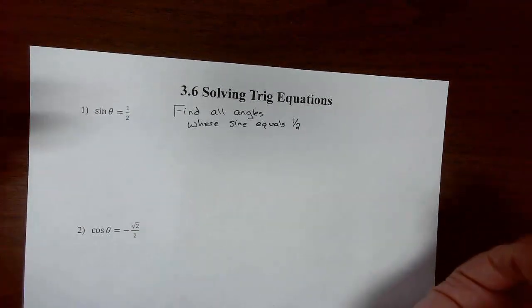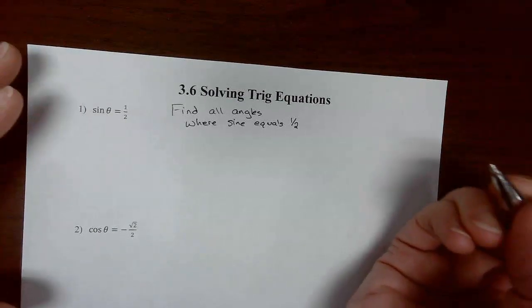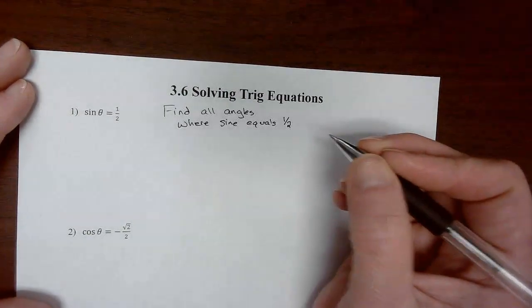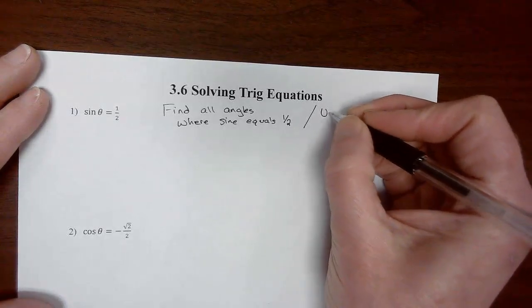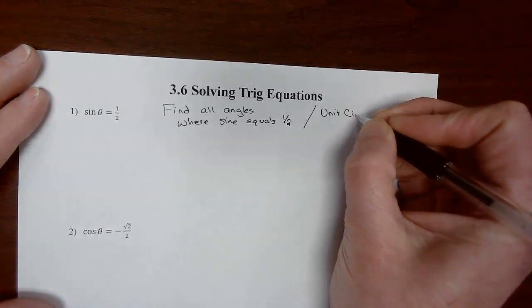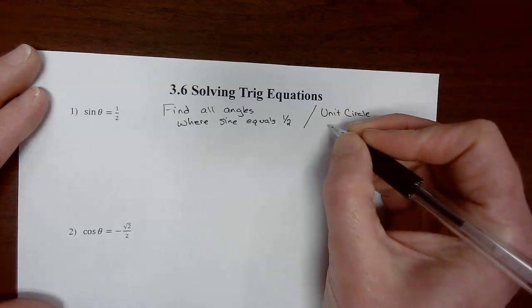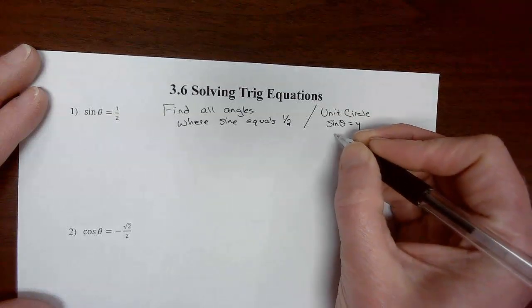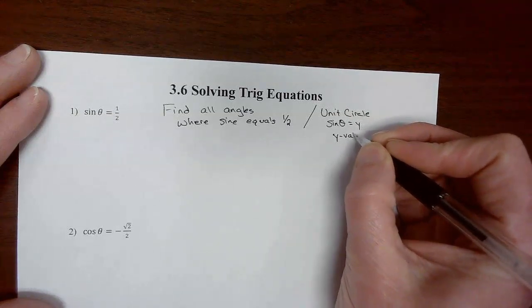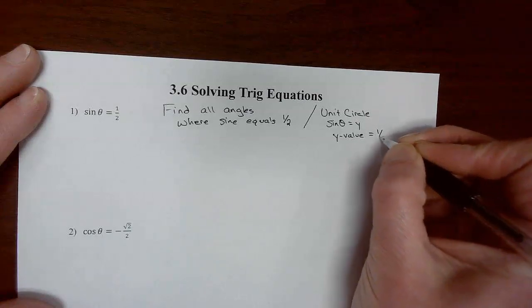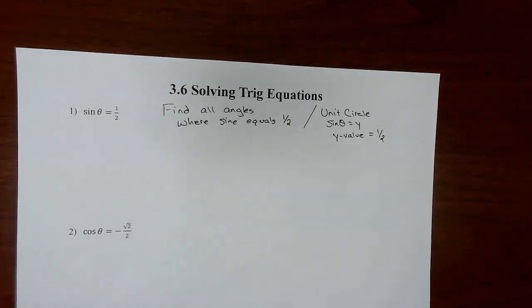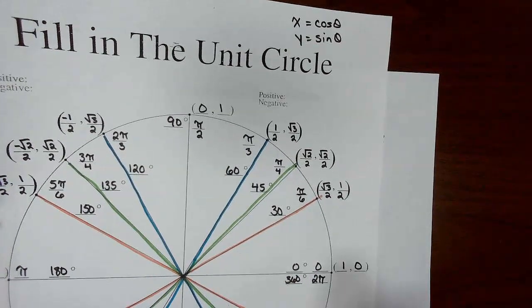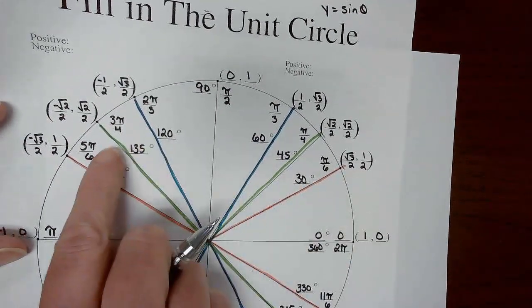Well, that's easy to get started because we could look at our unit circle. And on our unit circle, sine is our y value. Sine theta equals y. So we're looking for when y is 1/2. So we want to look at our unit circle, and I happen to have one handy right here. And so I'm looking for when y is positive 1/2. Well, I see two locations.